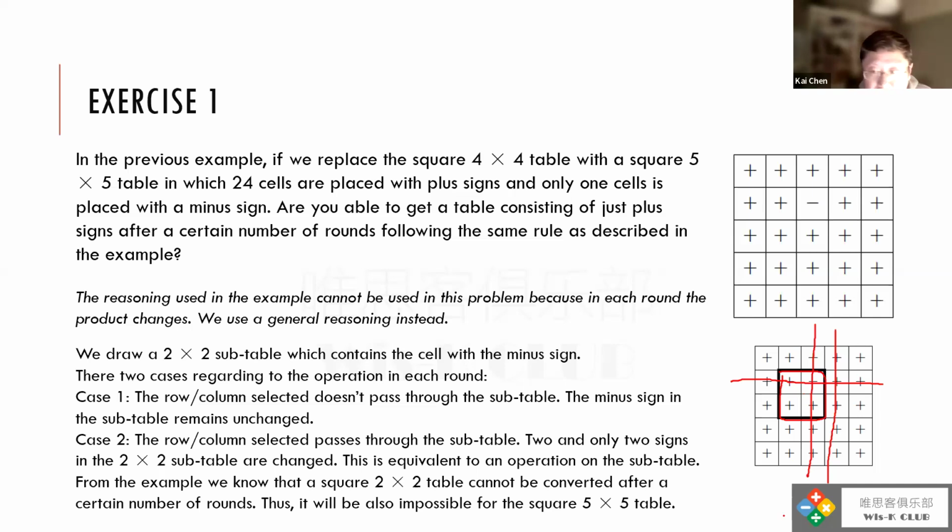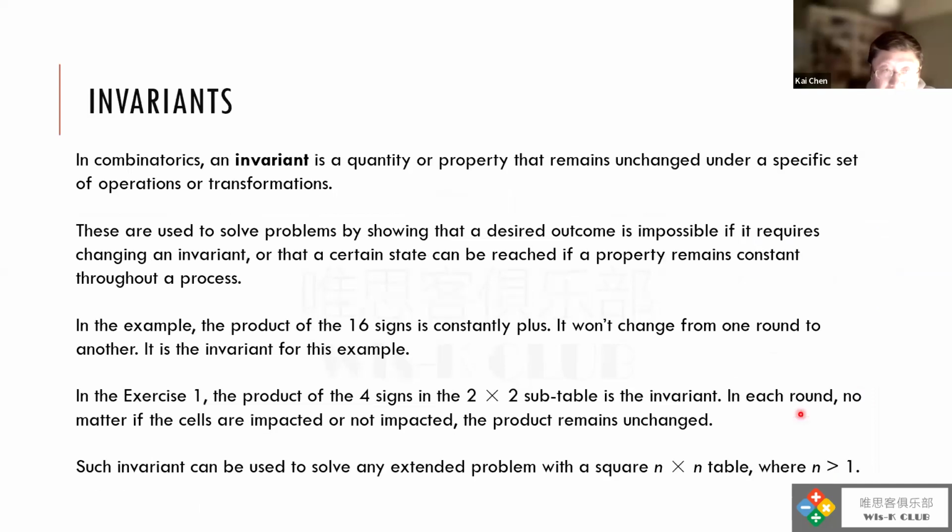So we use the same idea, but you see, the clever thing is that we do not care about the other cells. I can easily focus on a 2 by 2 table, and we can use the rationale from the example. The example is 4 by 4, but 2 by 2 is also an even number by an even number, so we can use the same. So that is called invariance.